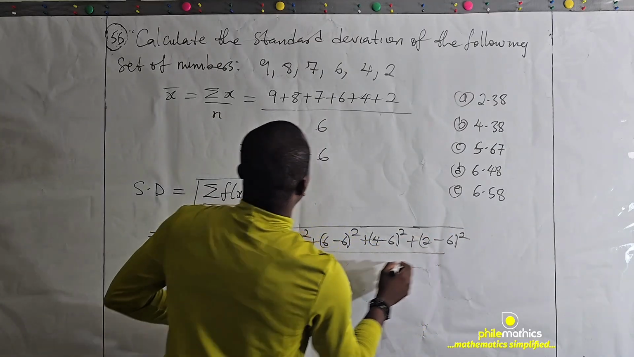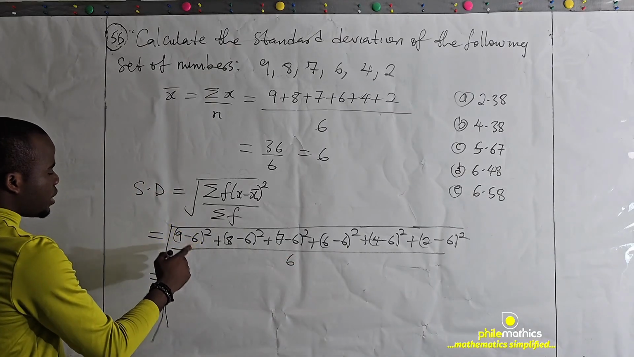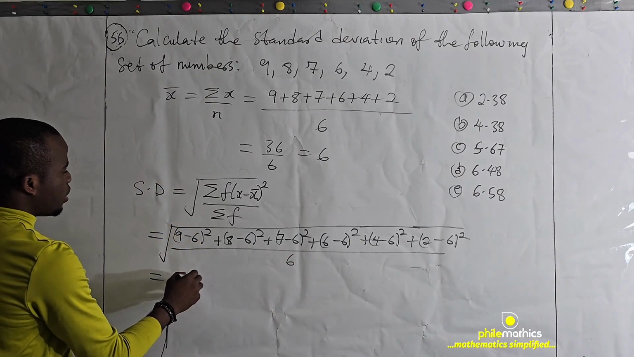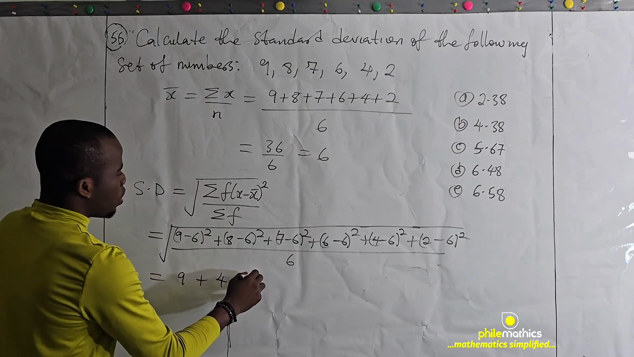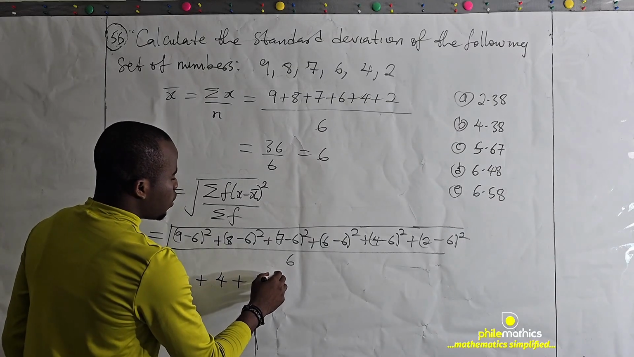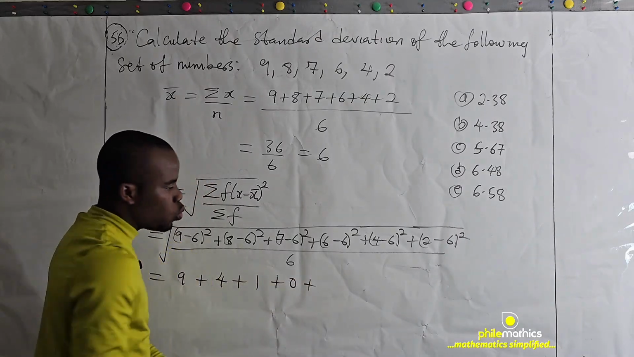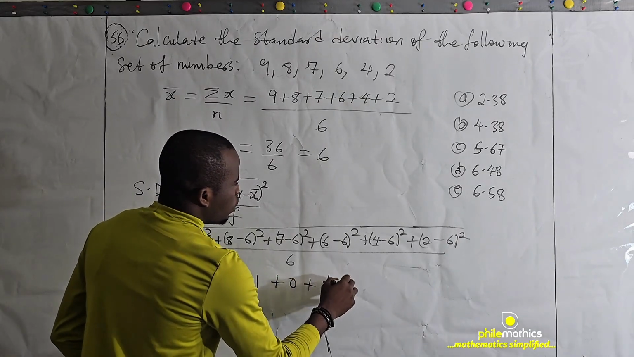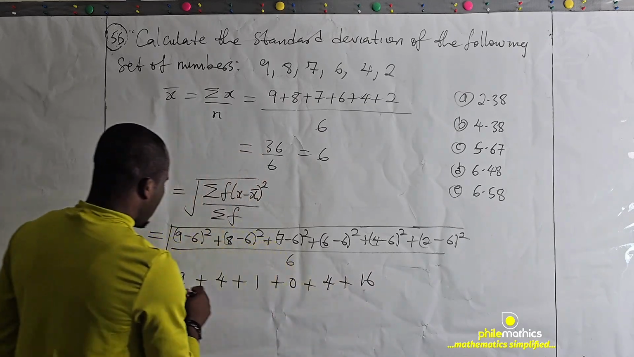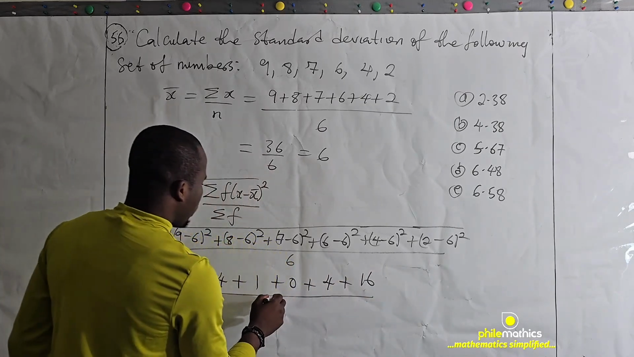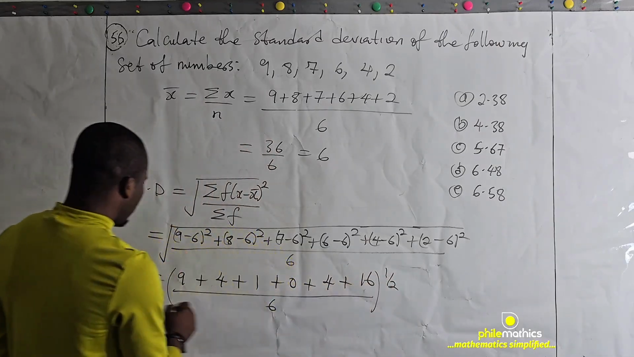Everything over 6. And so 9 minus 6 is 3, and 3 squared is 9. 8 minus 6 is 2, 2 squared is 4. 7 minus 6 is 1, 1 squared is 1. 6 minus 6 is 0, 0 squared is 0. 4 minus 6 is minus 2, minus 2 squared is 4. 2 minus 6 is minus 4, minus 4 squared is 16. Everything over 6. Remember, square root.